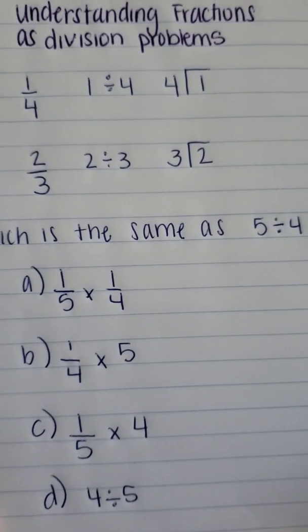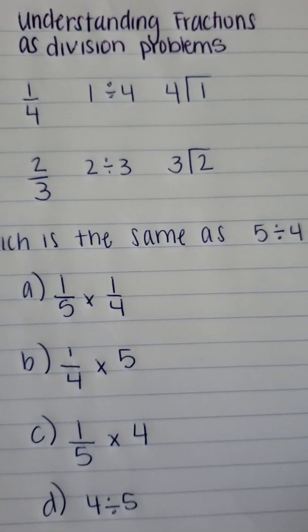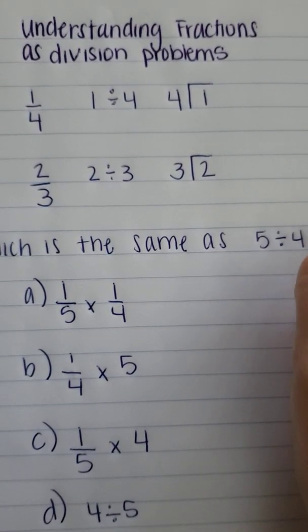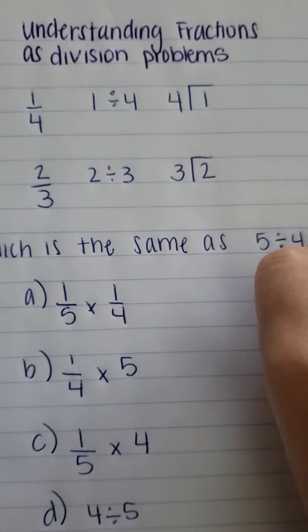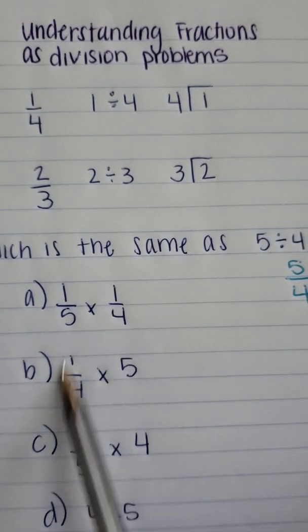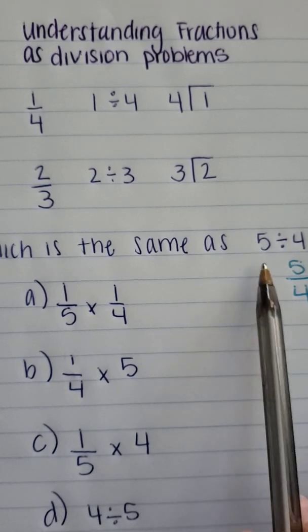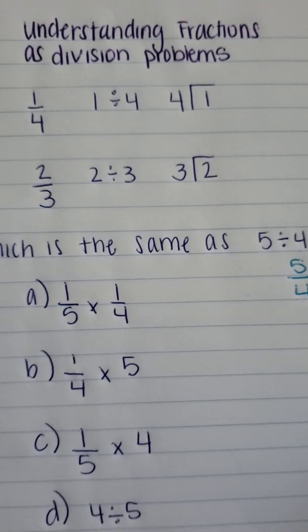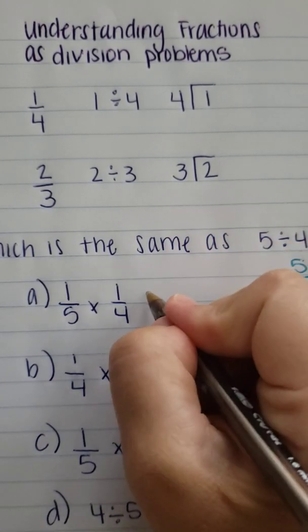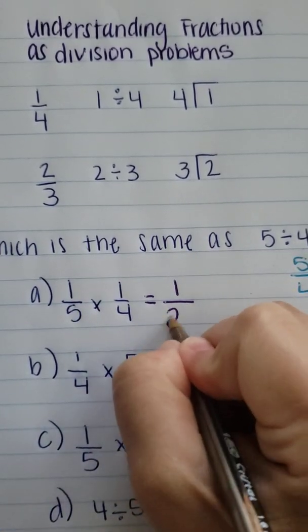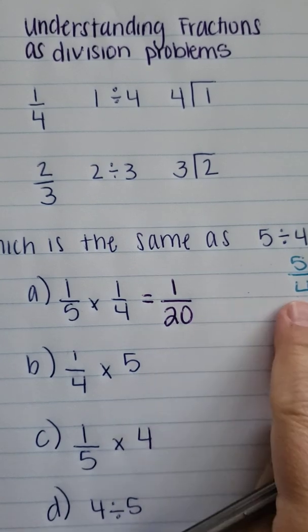So the first thing when you see something like this is I would write it out as a fraction. So 5 divided by 4 is the same thing as 5/4. Okay, so we need to look at all of these answer choices and see if any of them come out to equivalent 5 divided by 4 or 5/4. Okay, so if I solve this first one here, I multiply across. 1 times 1 is 1. 5 times 4 is 20. Are they equivalent? Are they equal?